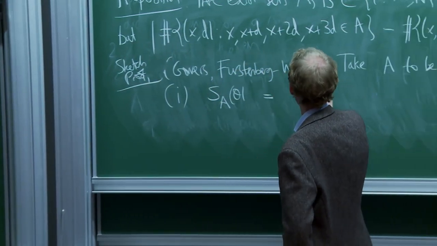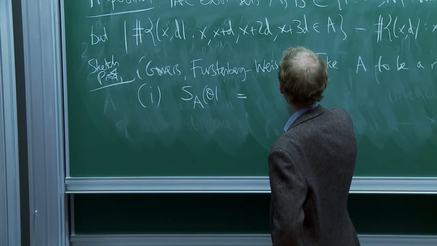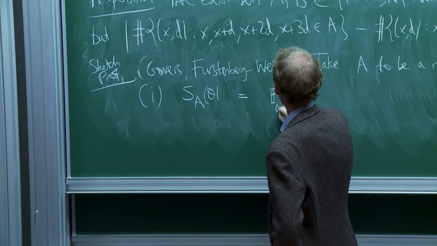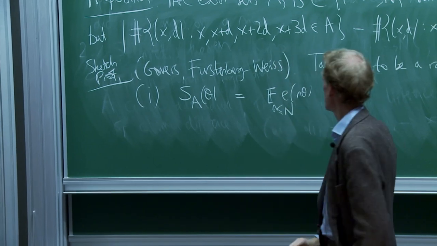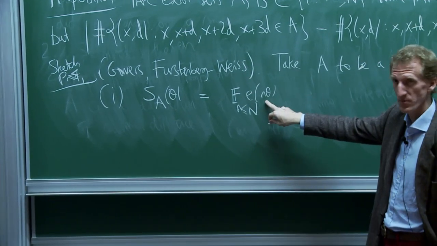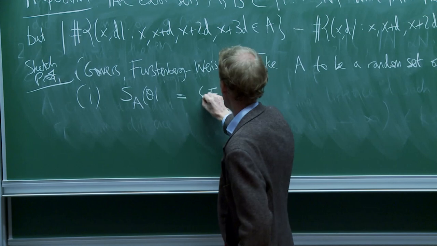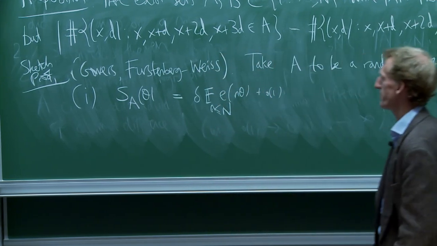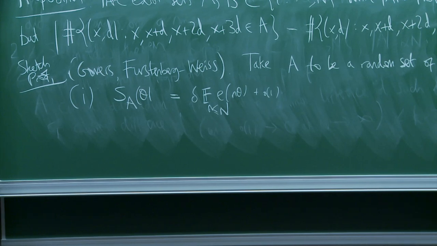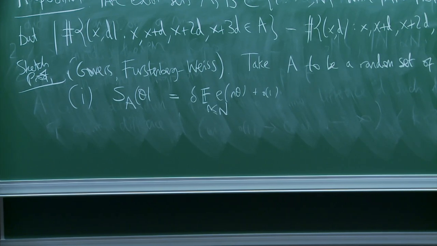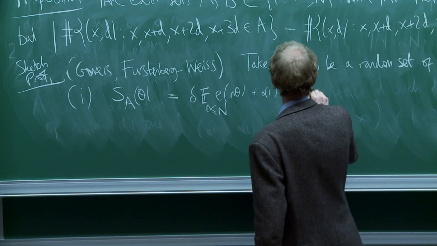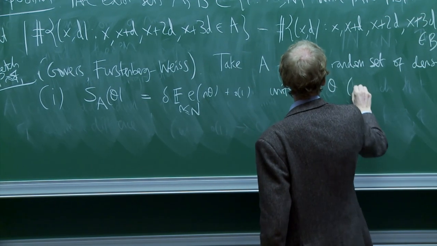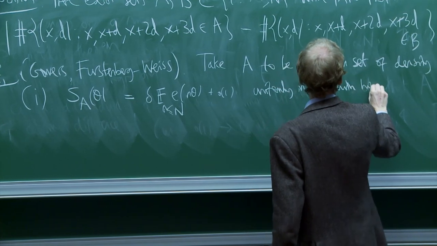Well, it's basically the exponential sum over the whole interval 1 up to n, but I've selected each point n with probability delta, so it's delta times that. And with high probability, this will be true uniformly in theta.